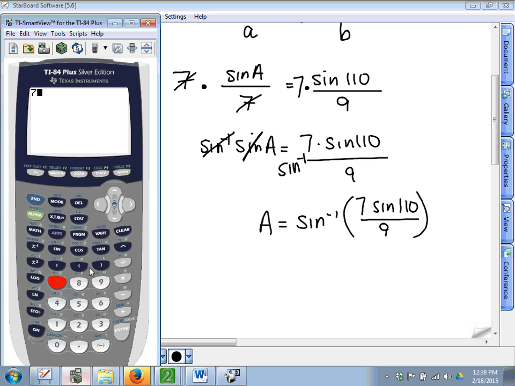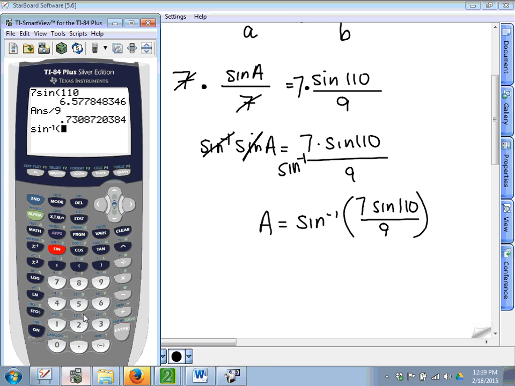So I'm going to type in 7 times the sine of 110 divided by 9, and that's what I'm getting: 0.7308720384. I haven't taken the inverse sine yet. That's what this fraction equals. You guys with me? Now I would plug this long decimal into the inverse sine.